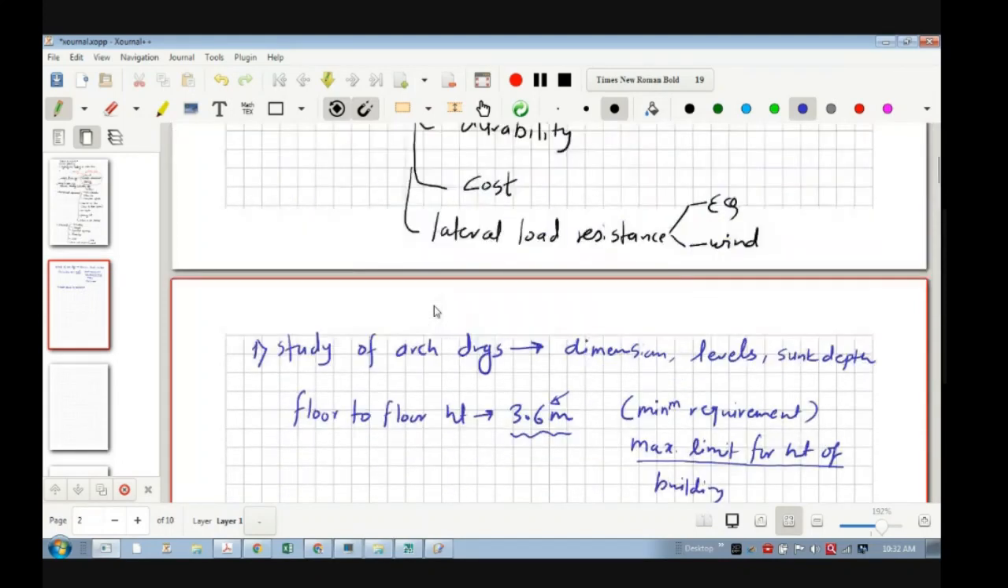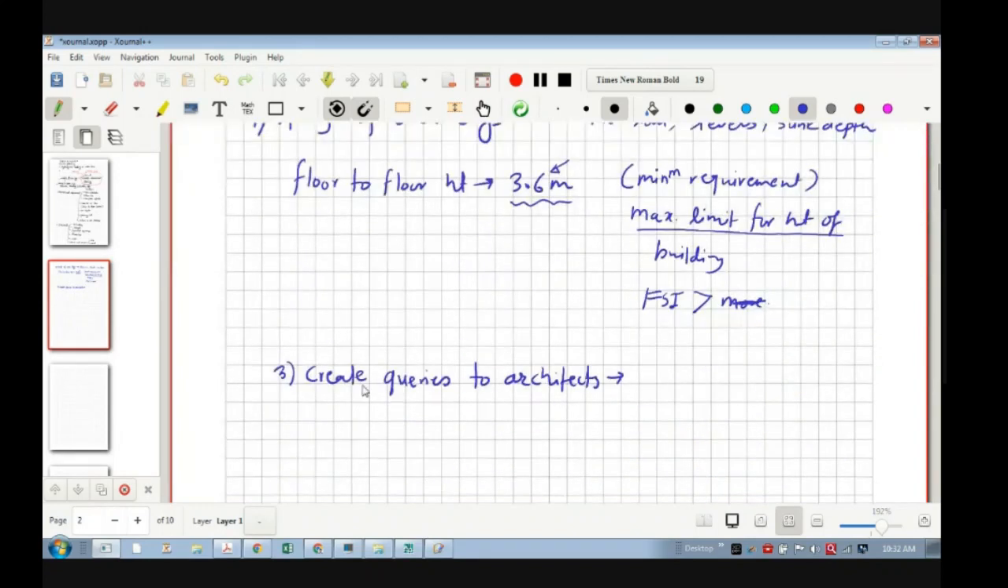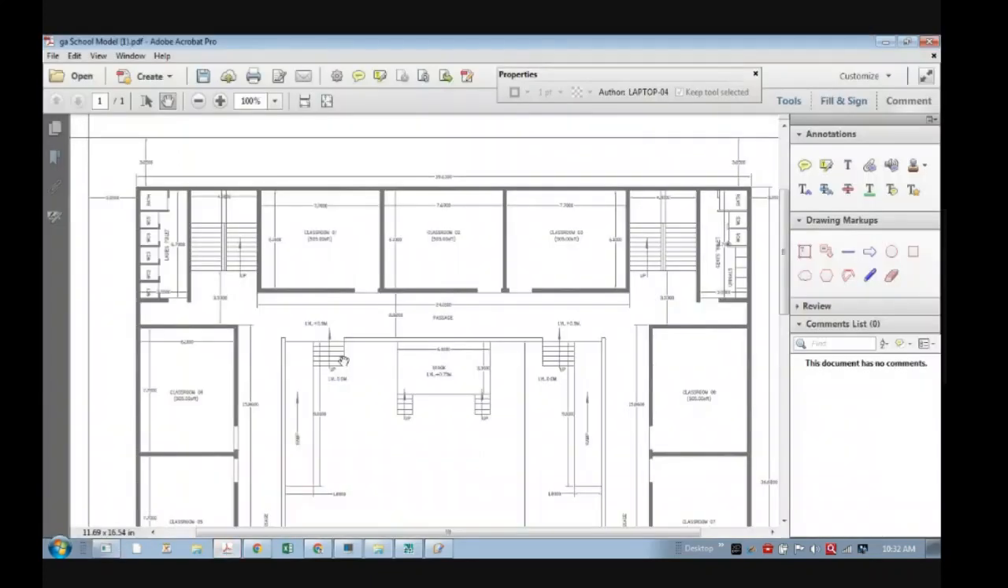So whenever we study the architectural drawing, we should create the queries to be asked to the architect. Many times we don't understand something, or even though you understand, you should verify from the architect. So ask the question to the architect. Now please ask me. Okay, yes.